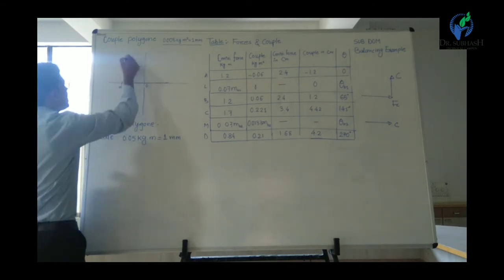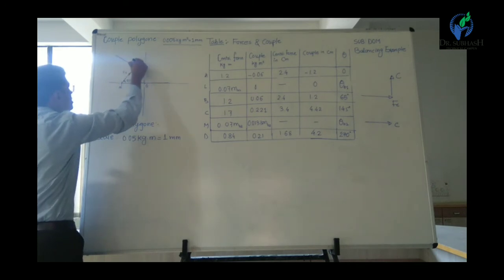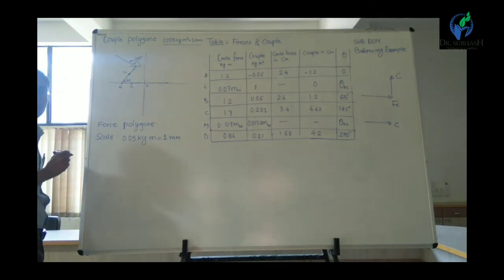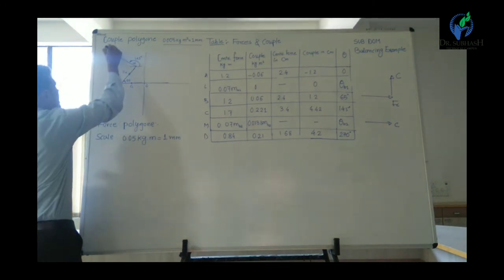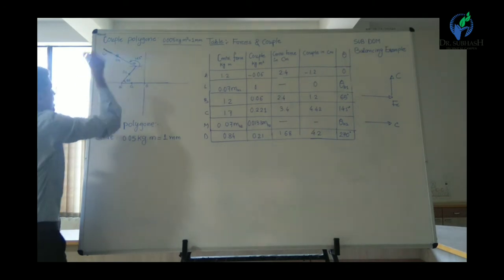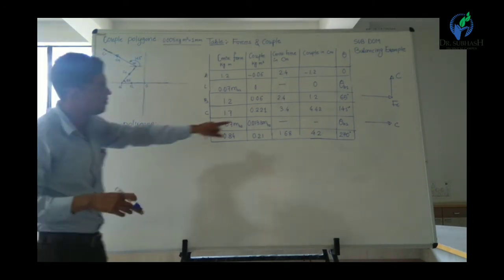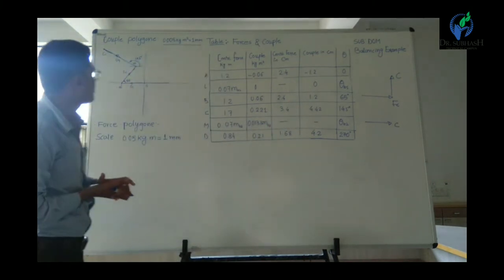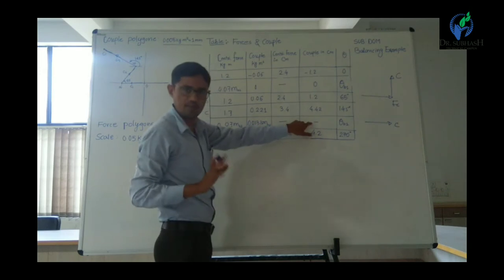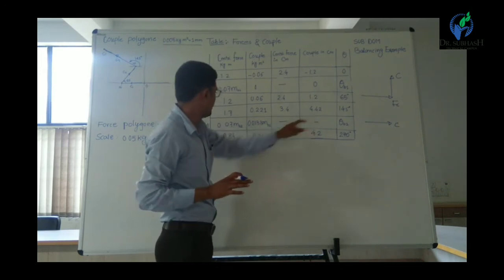Now 145 degrees. Suppose we measure this angle, and we have considered this as 145 degrees. This is BC and this vector is the C3 vector, and this BC is 4.42 centimeter. Again, the fourth value is unknown.